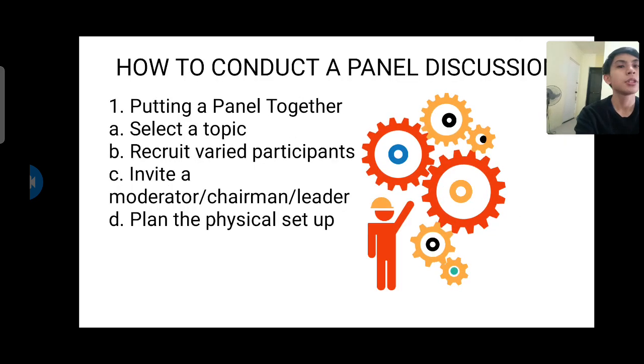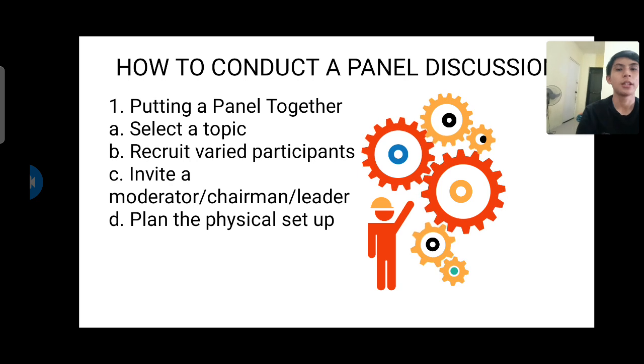Now, how do you conduct a panel discussion? Okay, first, putting a panel together. First, you must select a topic, and next, recruit varied participants. So, this needs to be either experts or people who are knowledgeable about the topic but have different viewpoints. They are important in creating a really effective panel discussion.